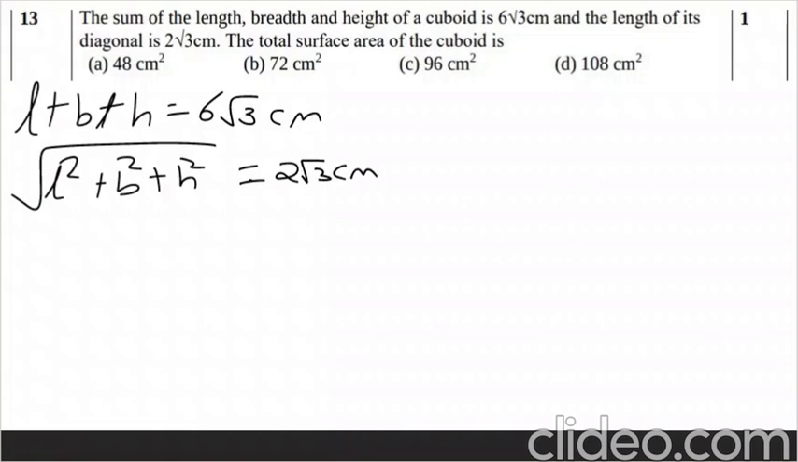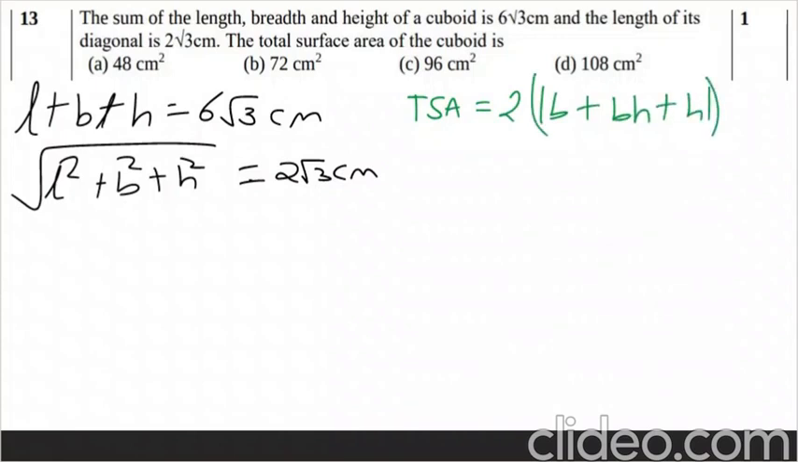The total surface area of the cuboid is what? We have to find the total surface area, TSA. Now, what is the formula of TSA? TSA is nothing but 2 times of length into breadth plus breadth into height plus height into length. Correct? That is my total surface area. So, I have to find that only.